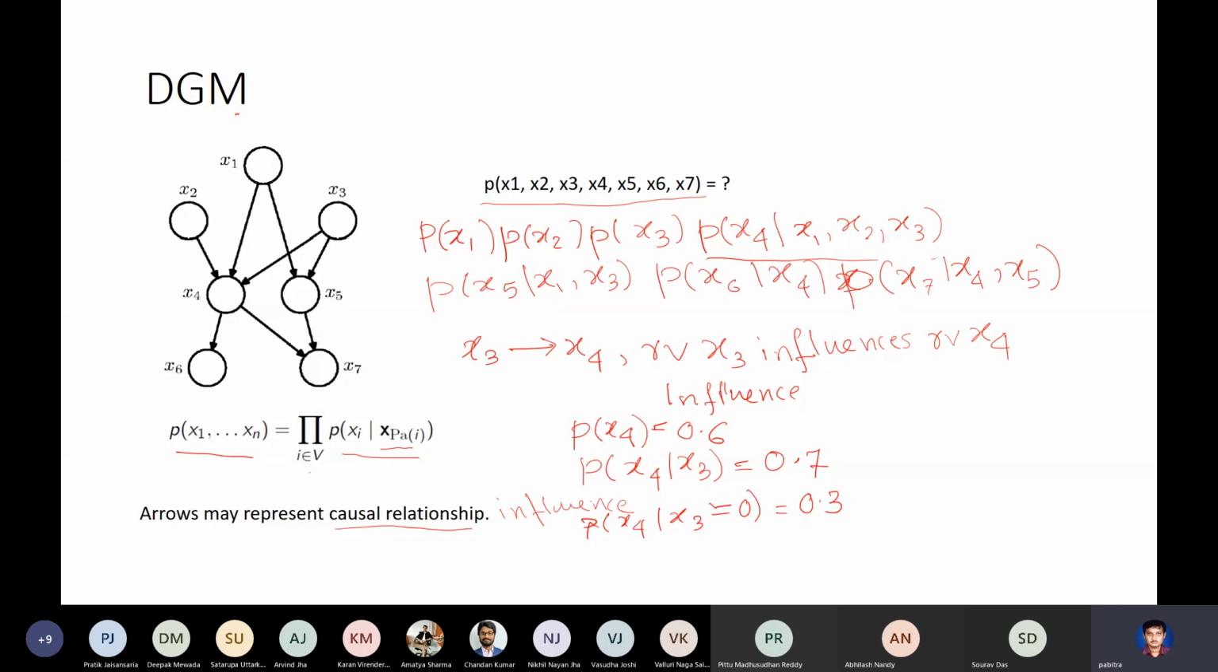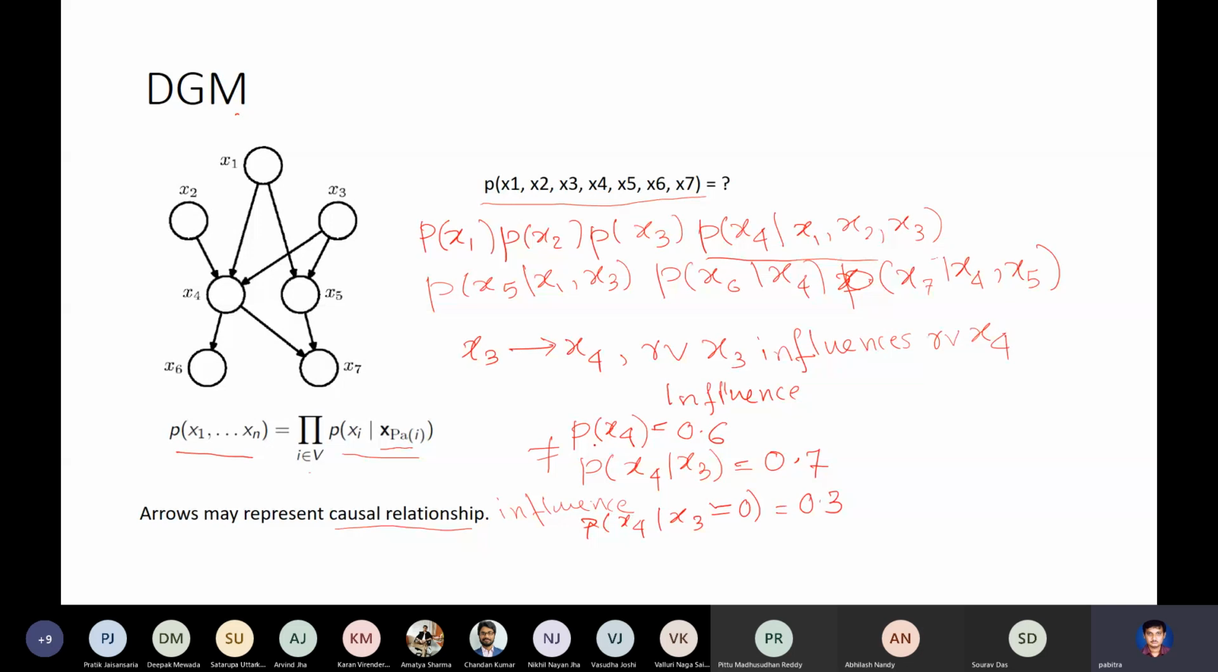So if this probability is revised, then we say X3 influences X4. That means knowledge about X3 would change your belief about X4. Knowledge about X3 would revise your belief about X4 happening. If that be so, then we call it that X3 influences X4.